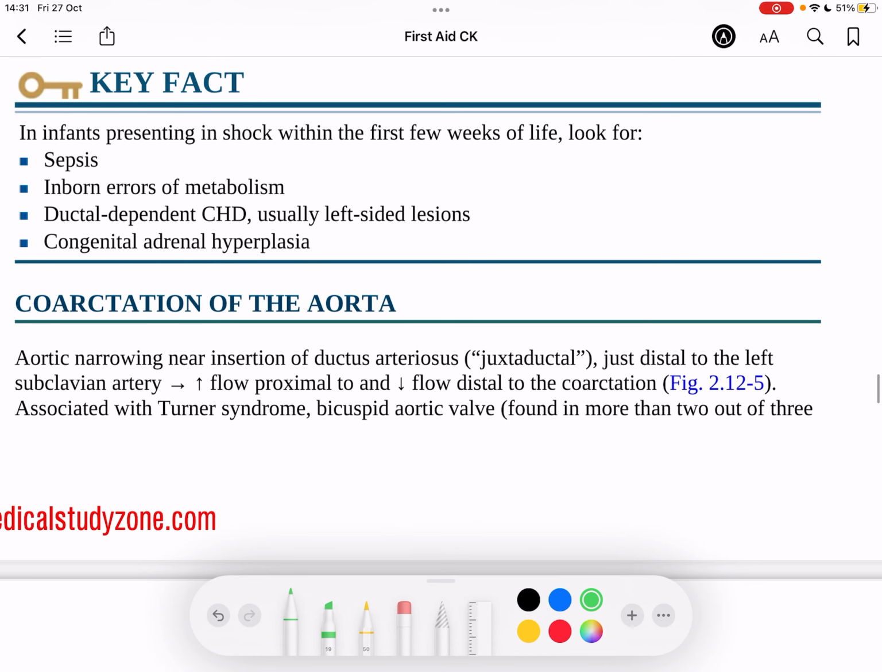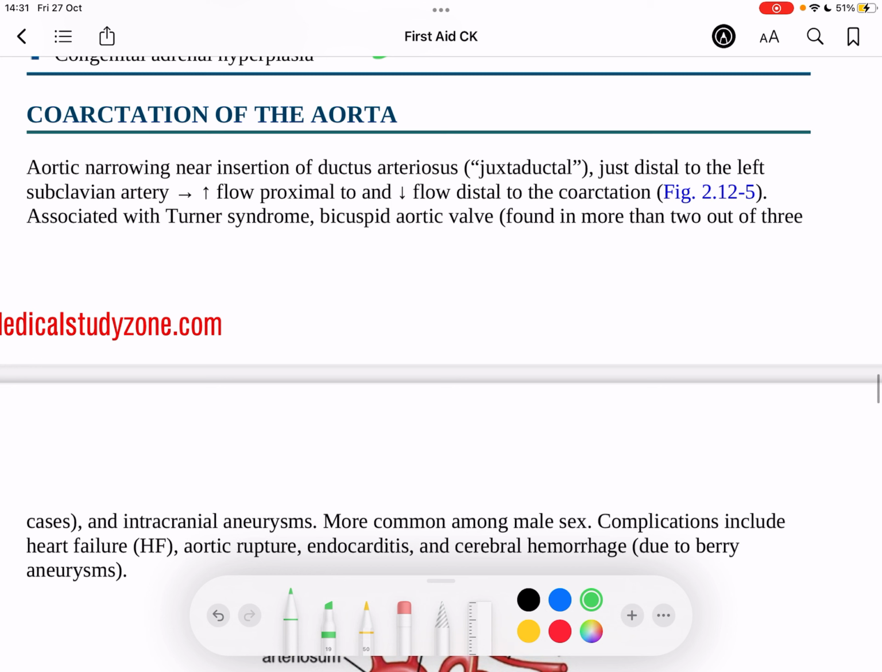In infants presenting in shock within the first few weeks of life, it could be due to a few different things. Sepsis potentially, maybe even inborn errors of metabolism, ductal dependent congenital heart diseases, okay, and usually left-sided lesions, and maybe even congenital adrenal hyperplasia as well. So let's discuss the coarctation of the aorta now.